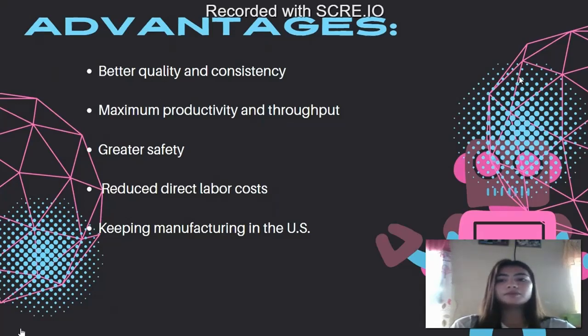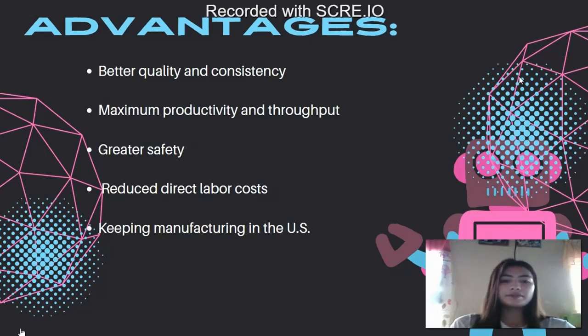Second is maximum productivity and throughput. An industrial robot increases speed for manufacturing processes, in part by operating 24/7. Robots do not need to break for shift changes. The speed and dependability of robots ultimately reduce cycle time and maximize throughput.